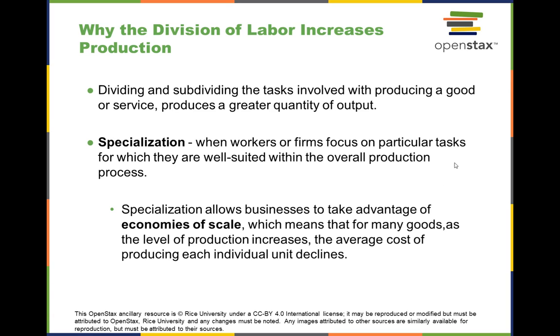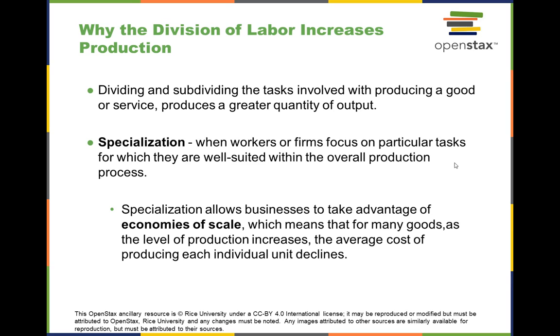Dividing and subdividing the tasks involved with producing a good or service produces a greater quantity of output. It doesn't make sense on an assembly line for you to move along with a product and do a different job each time at each station. That is going to end up sucking up a lot of time, and people aren't going to get as good at each individual task. And so specialization is when workers or firms focus on particular tasks which they are well suited within the overall production process. It increases efficiency. It takes less time to get things done and makes people better at their jobs.